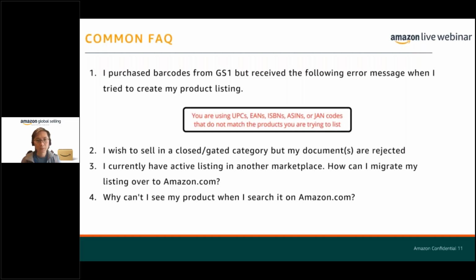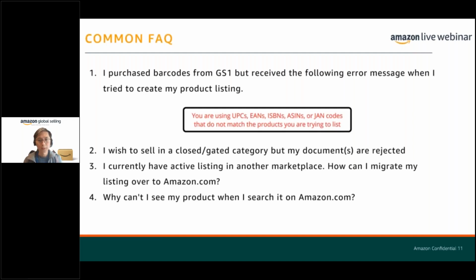Another, third, common question is, if you have an active listing in another marketplace, let's say you are already selling not just on Amazon.com but on another Amazon marketplace, how can you migrate your listing over to Amazon.com? There is a tool called Build International Listing Tool that can help you create and update your listing from a single source marketplace. I will share the link as well on where you can find this tool. It's actually in Seller Central, called Build International Listing Tool.